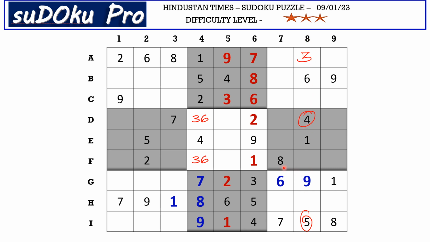This 8 from F row blocks here and this 8 blocks here. So 8 goes here in C8. Now in column 8 there are only 2 empty cells and the missing numbers are 2 and 7. There is this 7 blocks here. So H8 takes 2 and F8 takes 7.